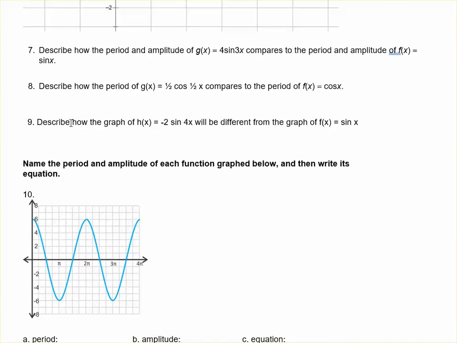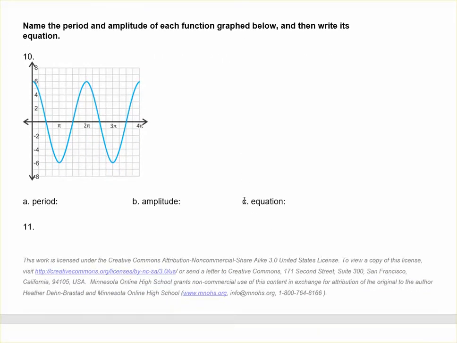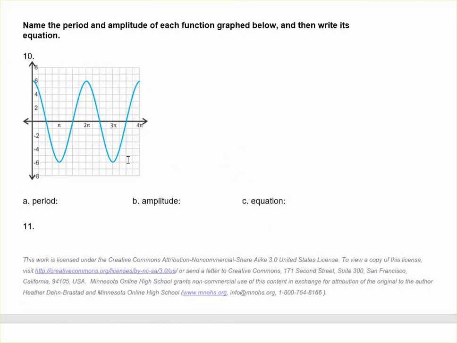All right, numbers 7, 8, and 9 are just to describe how these functions will be different than the parent function. So what's changed? What's changed to the amplitude? What's changed to the period? You can say that. And number 1 of these is a reflection too, so make sure you get that. And then there's a couple that are graphed for you, and you need to say what is the period, what is the amplitude, and see if you can figure out the equation.